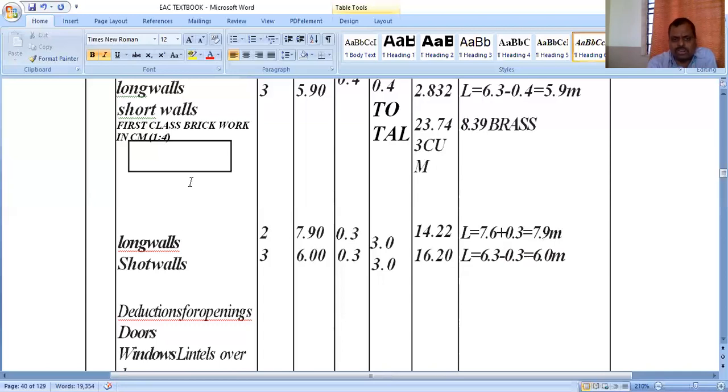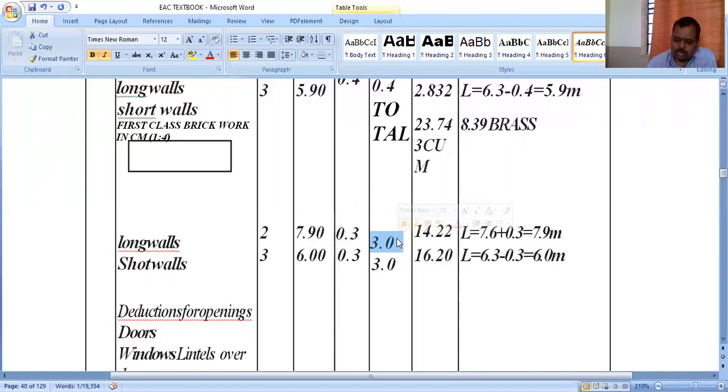So here this is the long wall, and below that we are going to write the short wall. So the long wall, how many long walls are there? There are two long walls. Then the length is nothing but, we have calculated the length of the long wall, it is 7.9 meter. The width they have given us as 0.3 meter in the section as well as in the plan, whereas the height of the construction of brickwork is nothing but 3 meter respectively. So just multiply all these variables to find out the quantity of brickwork of long wall.